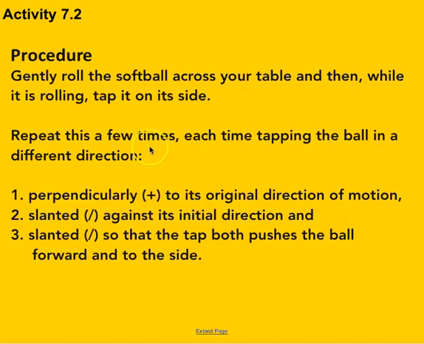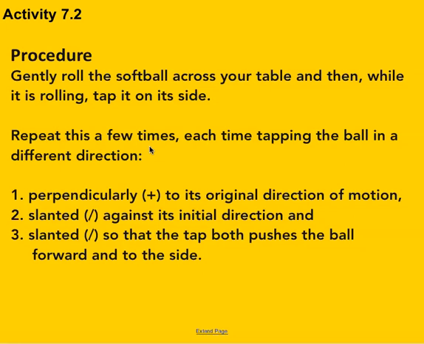First, I need you to pick up a softball for me. Your group may be all in the same spot, and you're going to do this lab as a group. Maybe you're working by yourself. Just come grab a softball. What you're going to do is tap the softball while it's rolling. I want you to try and tap it 3 ways. First of all, tap it right from the side, so it's perpendicular to its original direction of motion. So roll it across your table. Again, not so fast. It says gently, so it shouldn't be landing on the floor.